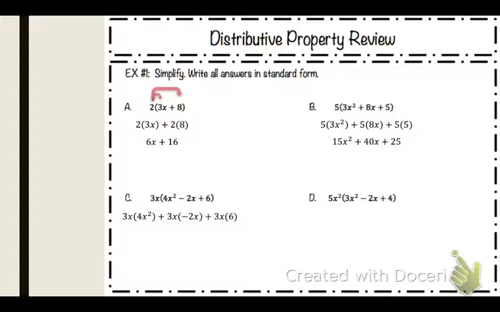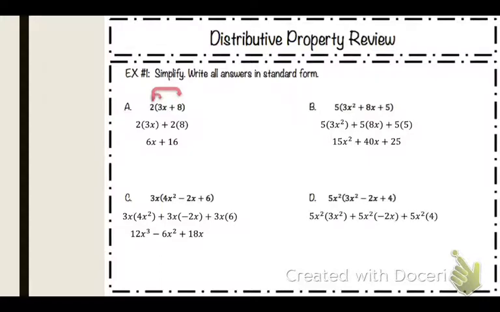So 3x times 4x squared. Let's multiply our numbers first. So 3 times 4 is 12. x times x squared is x cubed, because you just add the exponents. So if we have 1x and we add 2 more, that's 3 altogether. Okay. 3x times negative 2x is negative 6x squared. And 3x times 6 is 18x.